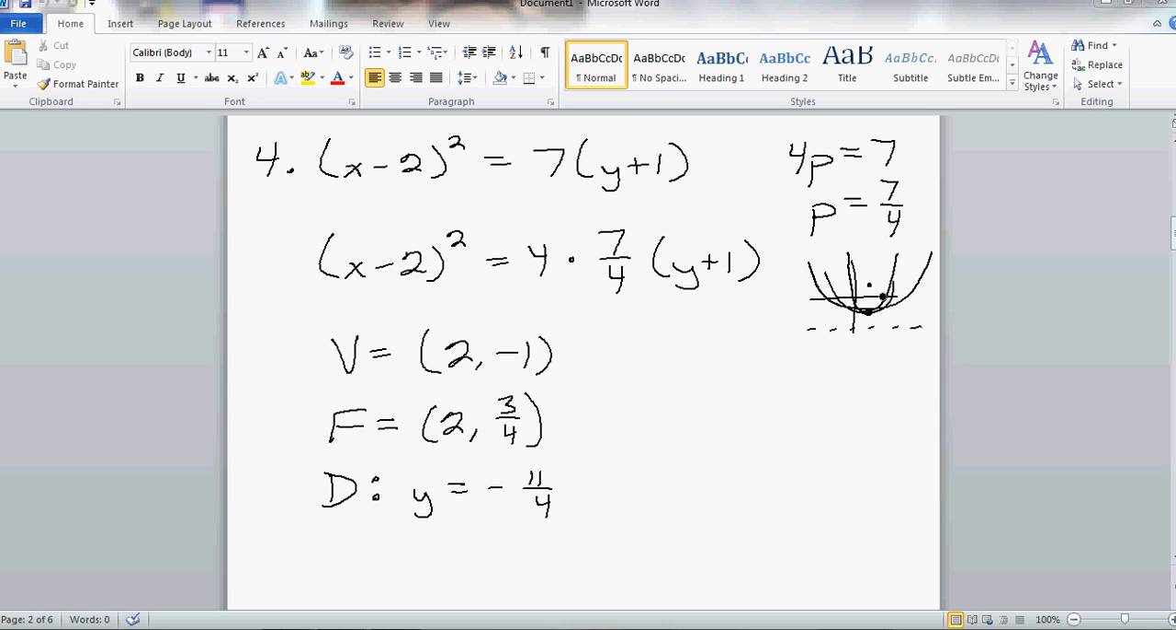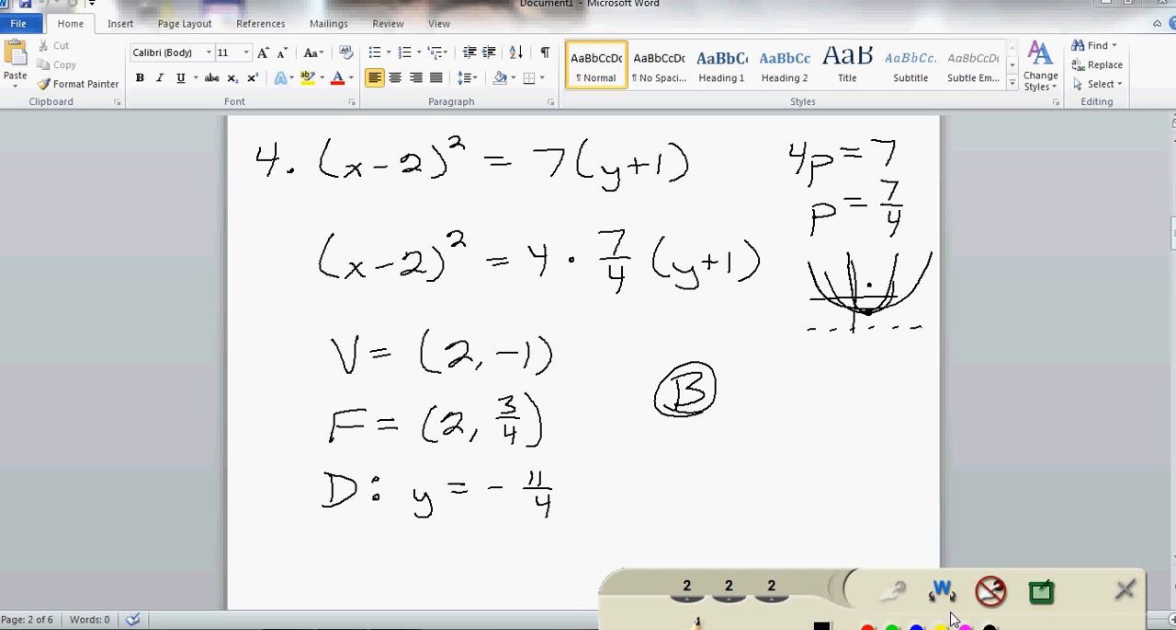Now, if all else fails, look at the intercept. In other words, where x equals 0. When x equals 0, this would equal 4, and 4 would equal 7 times (y plus 1). And quickly solve that, you would see that it would be negative wherever it's at versus the -1 on D. So the correct answer here is B.